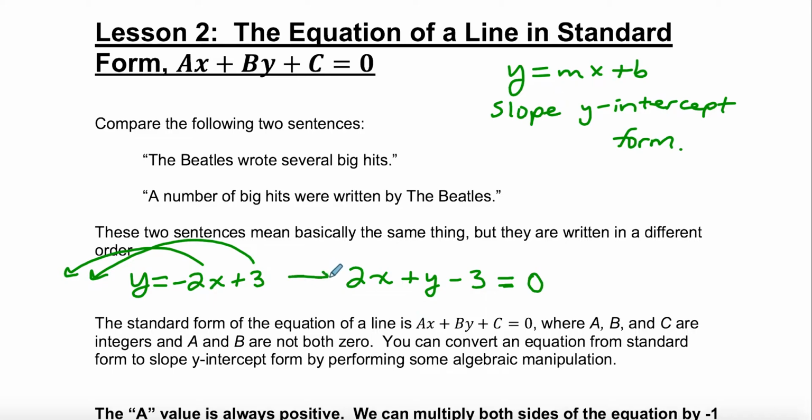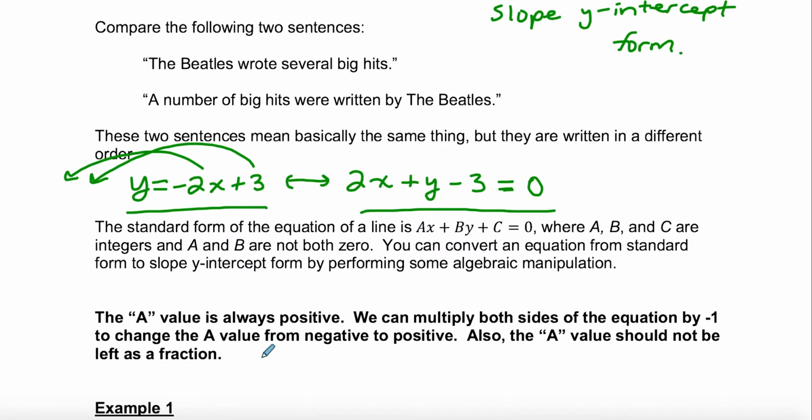These are the exact same equation. This would give you the same line on a graph. This is called standard form, and this is slope y-intercept form. So I'm hoping you can see it's actually the same thing.